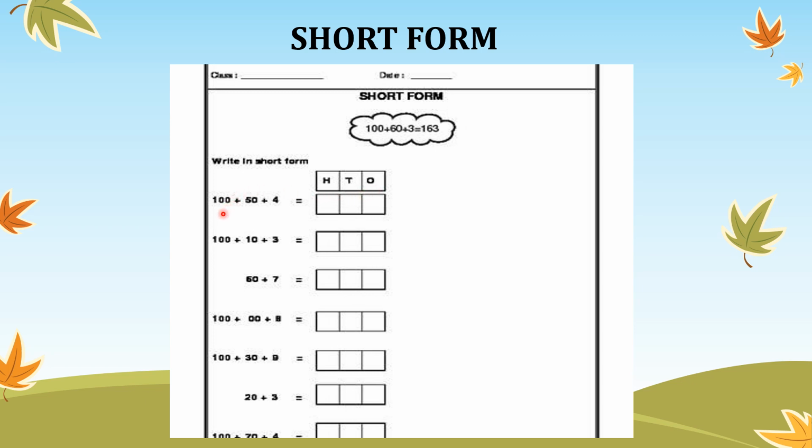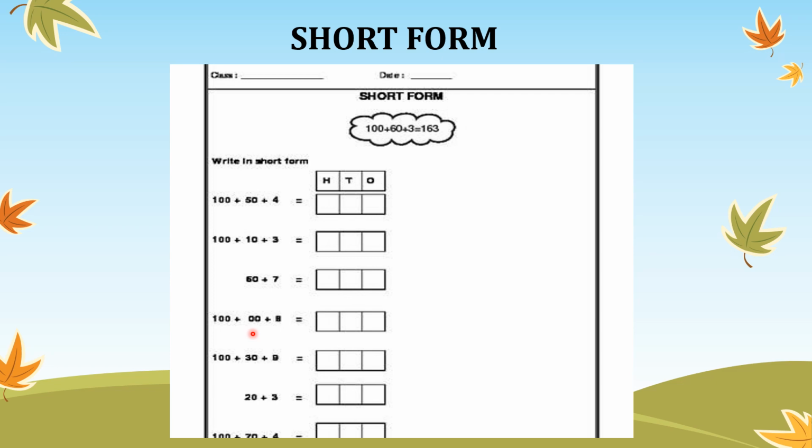So you can put 1 on hundreds place. At tens place you will write 5. Why? Because it is 50. और tens place पे क्या है? 5. So you will write 5 at tens place. Then you will write 4 at ones place because 4 is written at ones place. So the number becomes 154. So you will solve all this.